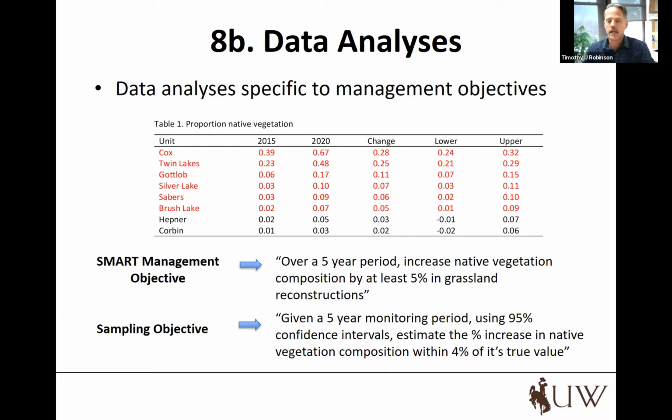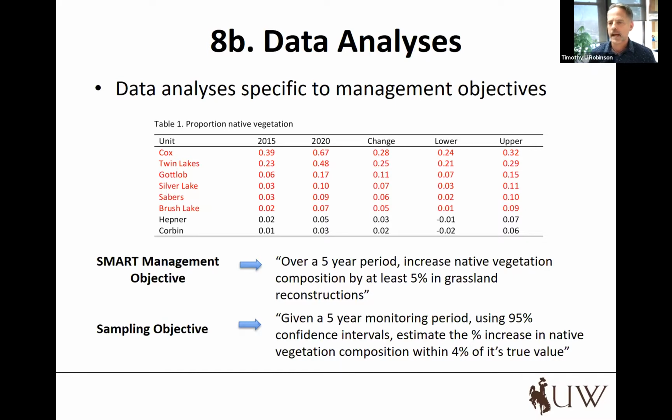Remember, in this particular case, the management objective deals with the increase in native vegetation composition. And so you want to know whether or not you had at least a 5% increase in these grassland reconstructions. So in this particular table, what we've got on the left are the different WPAs that were managed. The ones in red, if you look at that middle column, that is the percent change, or actually the proportion change, in the native vegetation composition for each of those WPAs. So you see that every one of those, except for the last two, we had greater than 5%. And you see the lower and upper confidence bounds there. And notice that the margin of error is plus or minus 0.04.